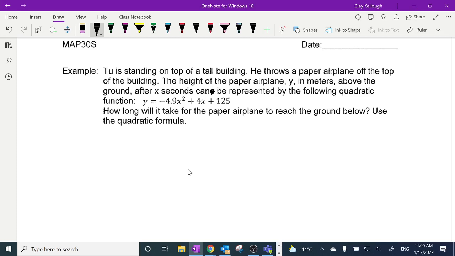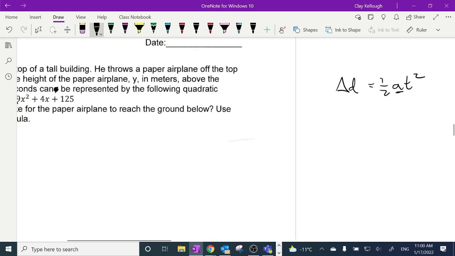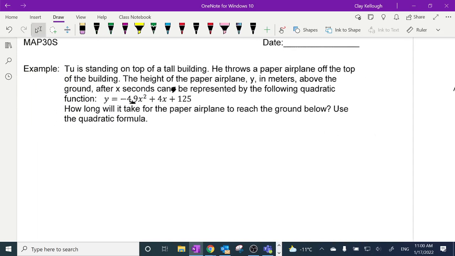Any of you physics fans out there, this number here should make a lot of sense to you. Why does that 4.9 show up? Anybody know? Because the actual equation for a falling object is change in height, usually delta d, is 1/2 at squared. So in this case, a is acceleration due to gravity, which is 9.8. Remember that? That's where that 4.9 comes from. It's half of 9.8. So there we go.